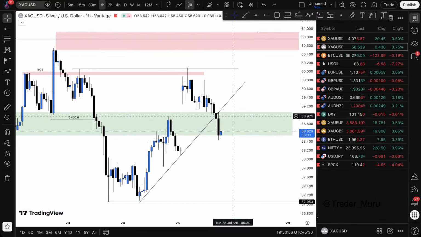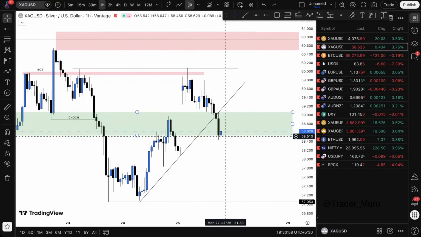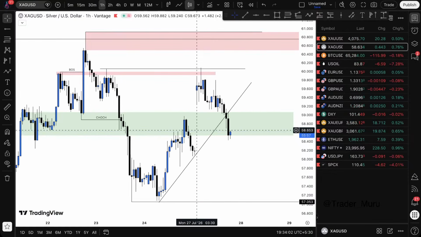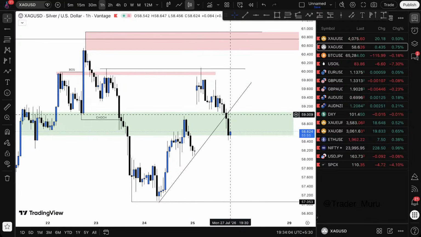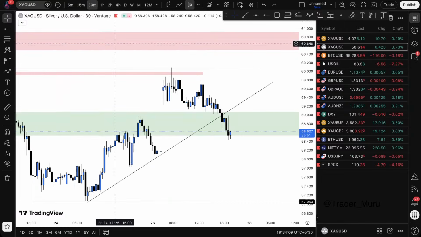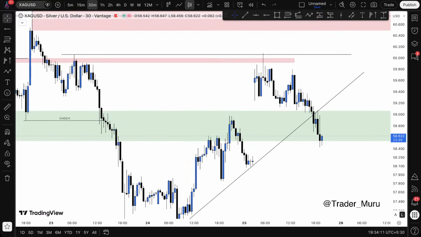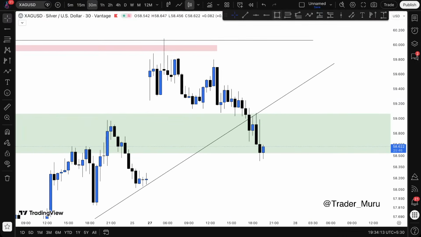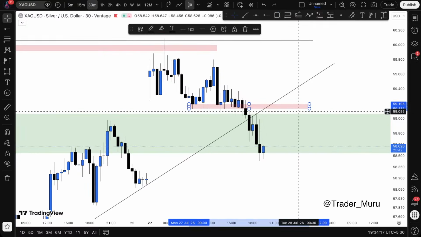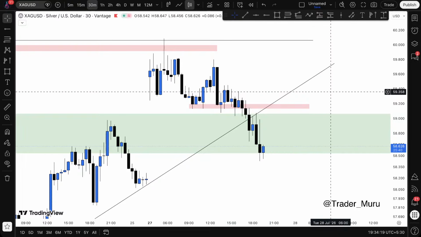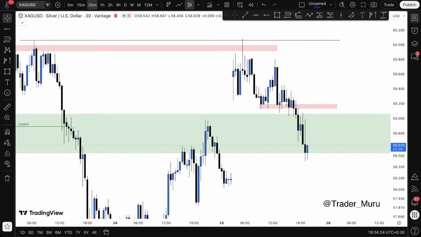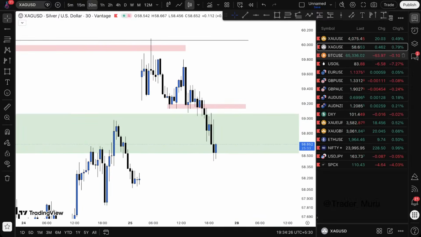Silver, break below trend line, retest. It can drop, rejecting from QML. So from 59 you can watch for short in silver from this area. But highly risky.